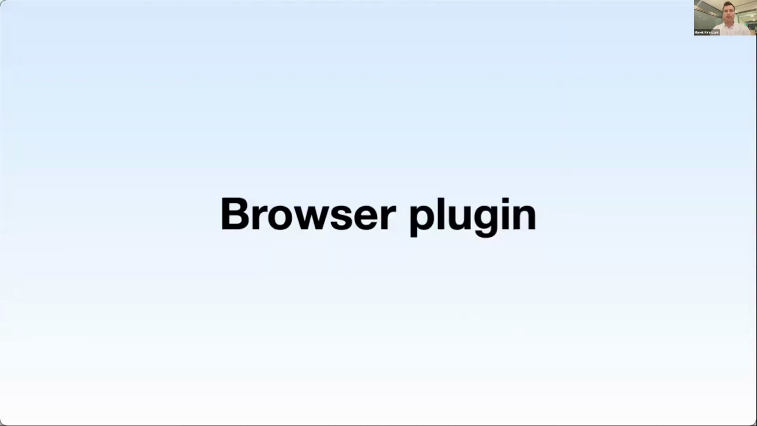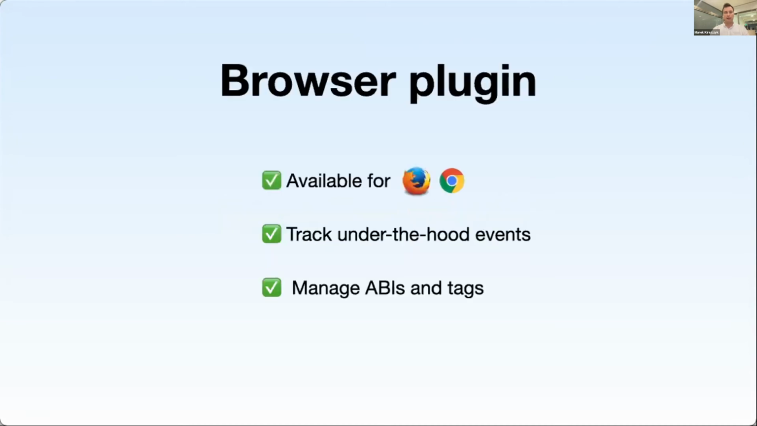And there is one nice bonus thing, which is a browser plugin. We have a browser plugin available for Firefox and Chrome, and it tracks what's happening under the hood. It might be a little bit unintuitive at the beginning what's going on under the hood. It also manages your ABIs and tags, so if you have specific accounts or specific contracts to interact with, you can make it very readable and understandable.